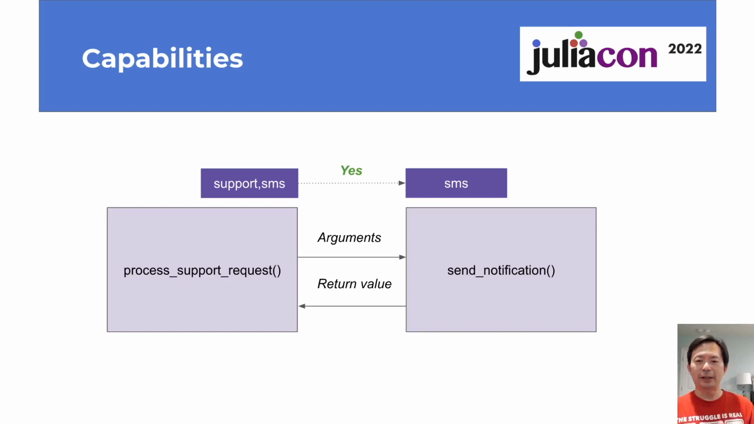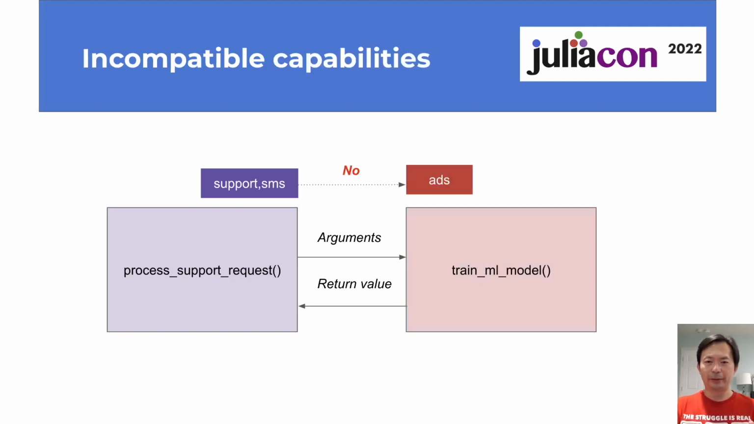Let's say the send notification function has the SMS capability tagged. What it means is that the function wants all of its callers to provide the capability that it asks for. So in this case, the process support request function can provide support and SMS capabilities, and so this function call should be okay. In this second example, you've got a caller that can only provide support and SMS capability, but the callee requires you to have ads capability. So this call cannot happen.